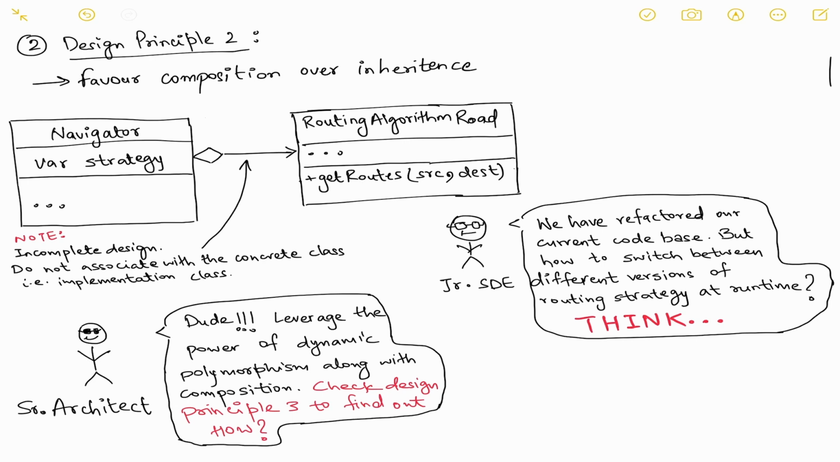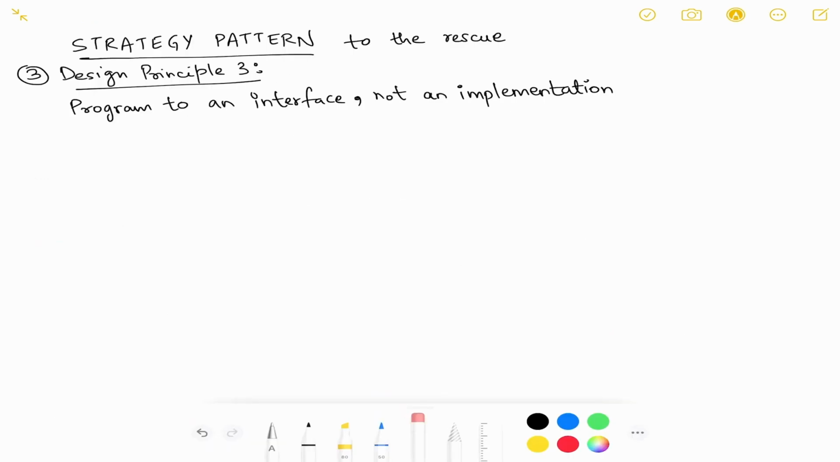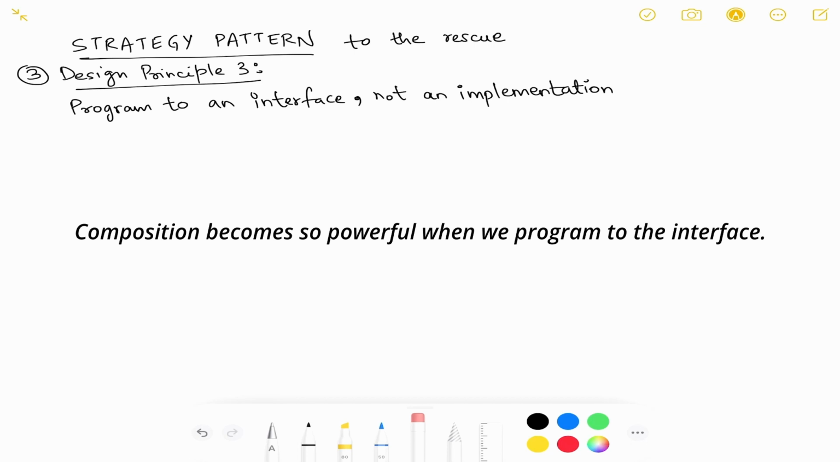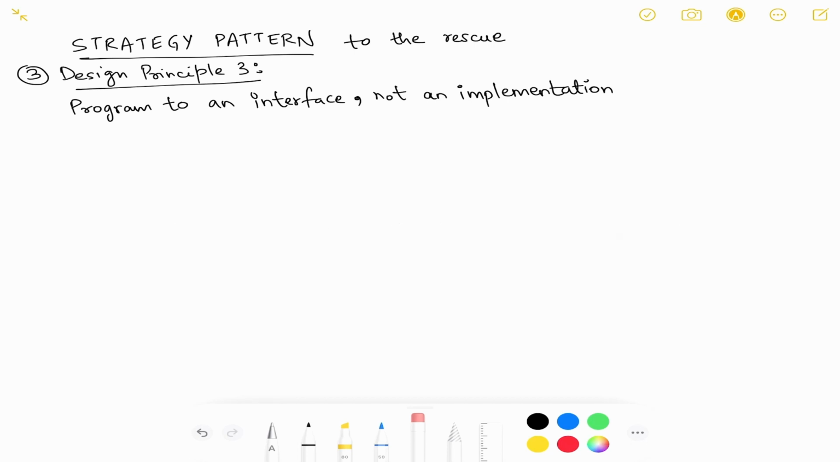Composition gives us a lot of flexibility. To find out how, check design principle 3. Design principle 2 and 3 often go together. So design principle 2 is incomplete without checking design principle 3. Design principle 3. Program to an interface, not to an implementation. So as I told you earlier in this video, design principle 3 basically completes design principle 2, and design principle 2 and design principle 3 are often applied together.